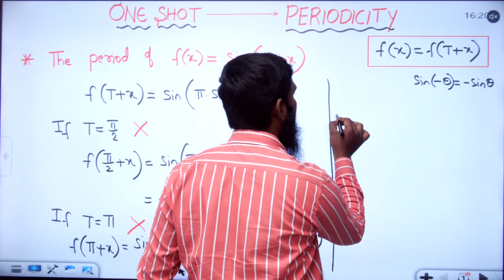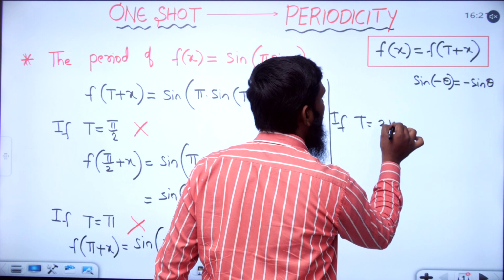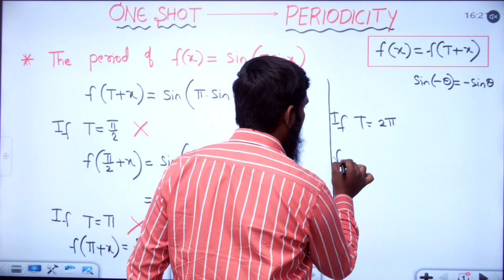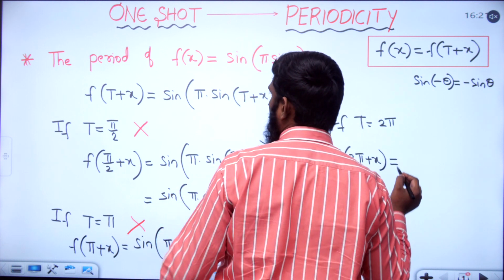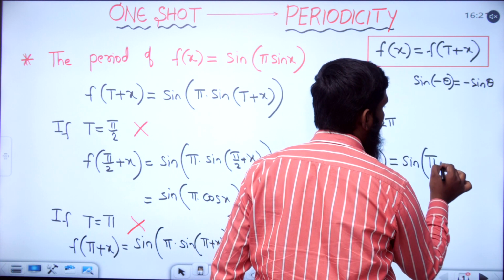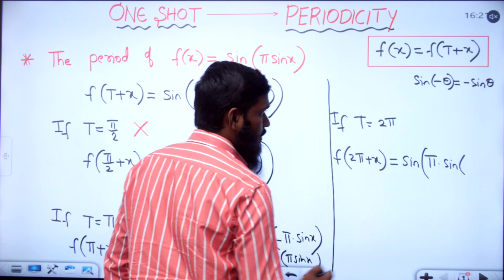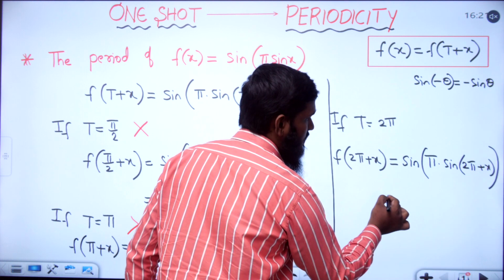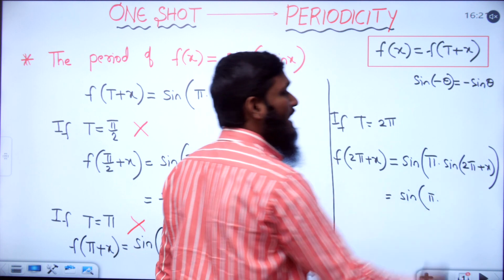So directly we take t equals 2 pi. What have we taken now? t equals 2 pi. Now let us substitute this part. So f of 2 pi plus x equals sine of pi into sine of 2 pi plus x. So sine we write as it is, pi we write as it is, then sine of 2 pi plus x.